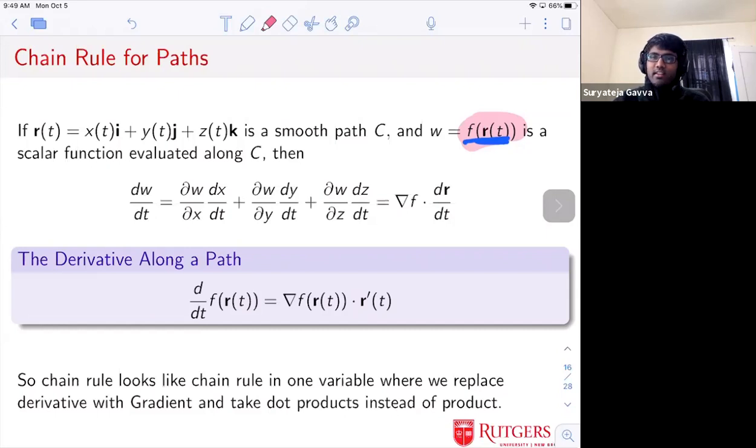But there's another way to write it. We can think of the chain rule as basically the first, these derivatives are basically the gradient vector, okay? And then dx over dt, dy over dt, and dz over dt is nothing but the velocity vector.